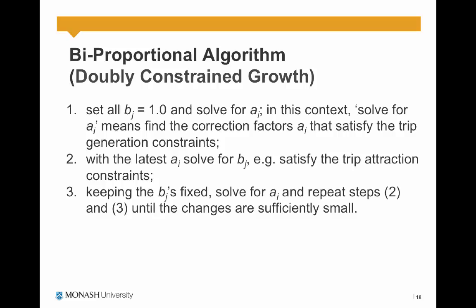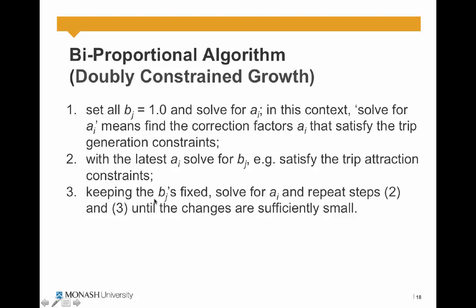So in the first step of this algorithm, we set all the Bj's equal to 1 and we solve the problem for Ai, very similar to a singly constrained method. So what do I mean by solve for Ai? I mean to find the correction factors or the growth factors Ai that satisfy the trip generation constraints. In the second step, with the latest Ai that we calculated from the previous step, we solve for Bj. Again, we satisfy the trip attractions constraint this time.